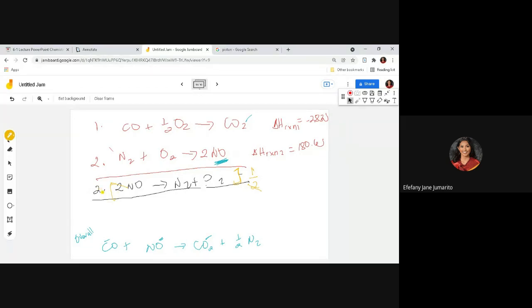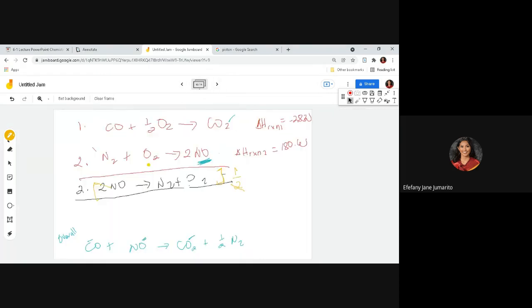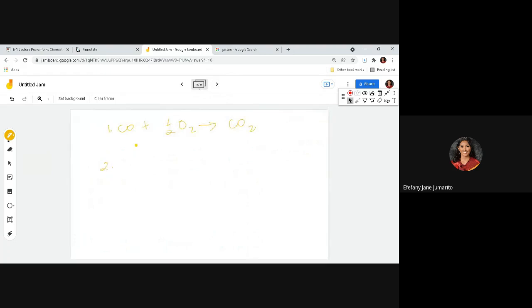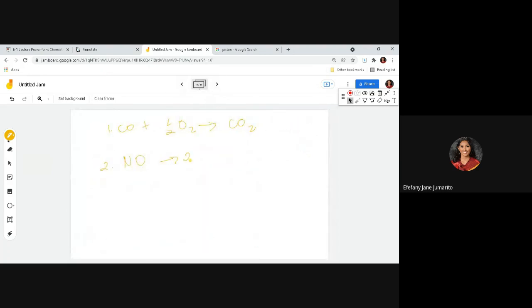So what will happen is we will have, okay, number 1: CO plus 1/2 O2 yields CO2. For number 2, the final reaction is NO yields 1/2 O2 plus 1/2 N2, so multiply it by 1/2, since the original has 2 O2.